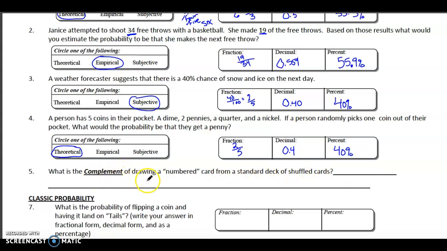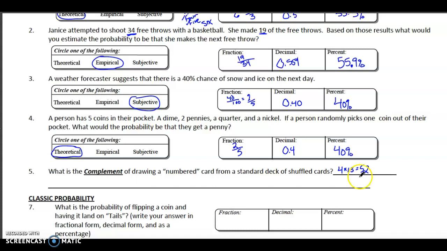Now, what's the complement of drawing a numbered card from a standard deck of shuffled cards? We got to know a couple things about cards. I want to highlight a few things. In cards, you have 4 suits, okay, hearts, diamonds, clubs, spades, and there are 13 cards in each suit. So we'll say 4 times 13. So there are 52 total cards in a deck of cards, excluding jokers. There are 4 suits, hearts, diamonds, clubs, spades, and we've got 13 cards that run from ace to king.